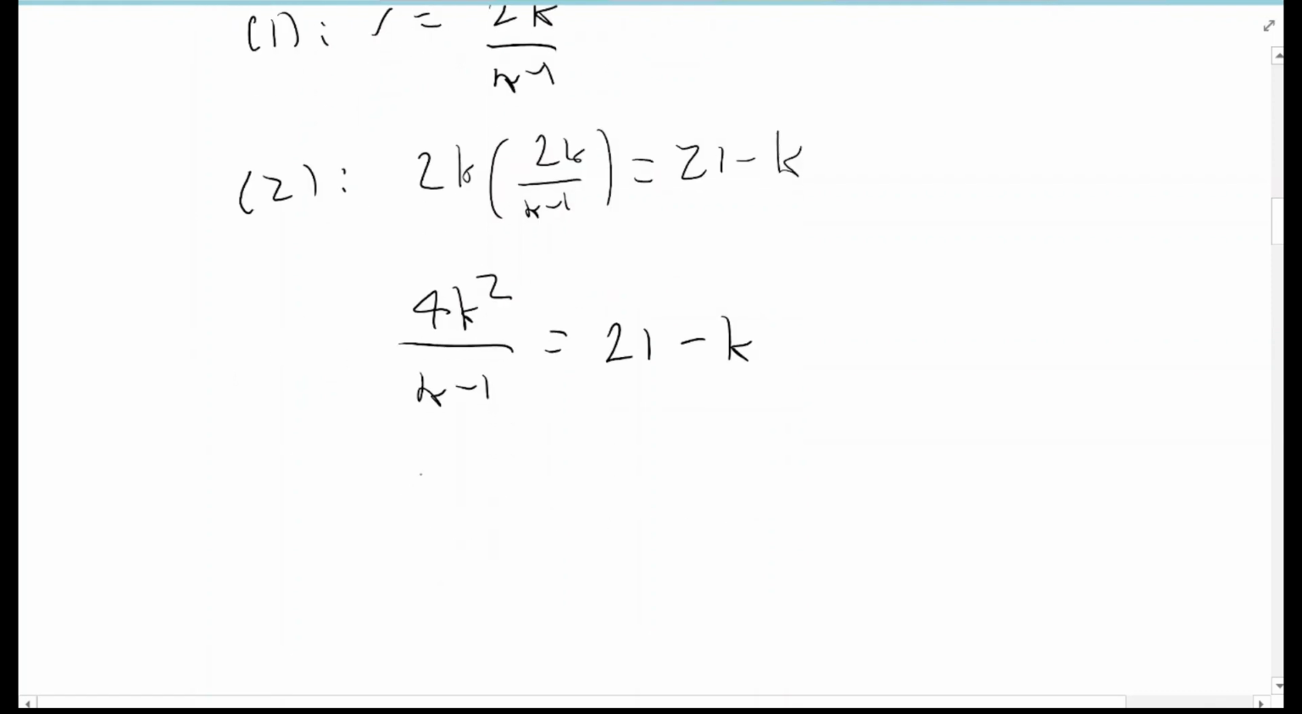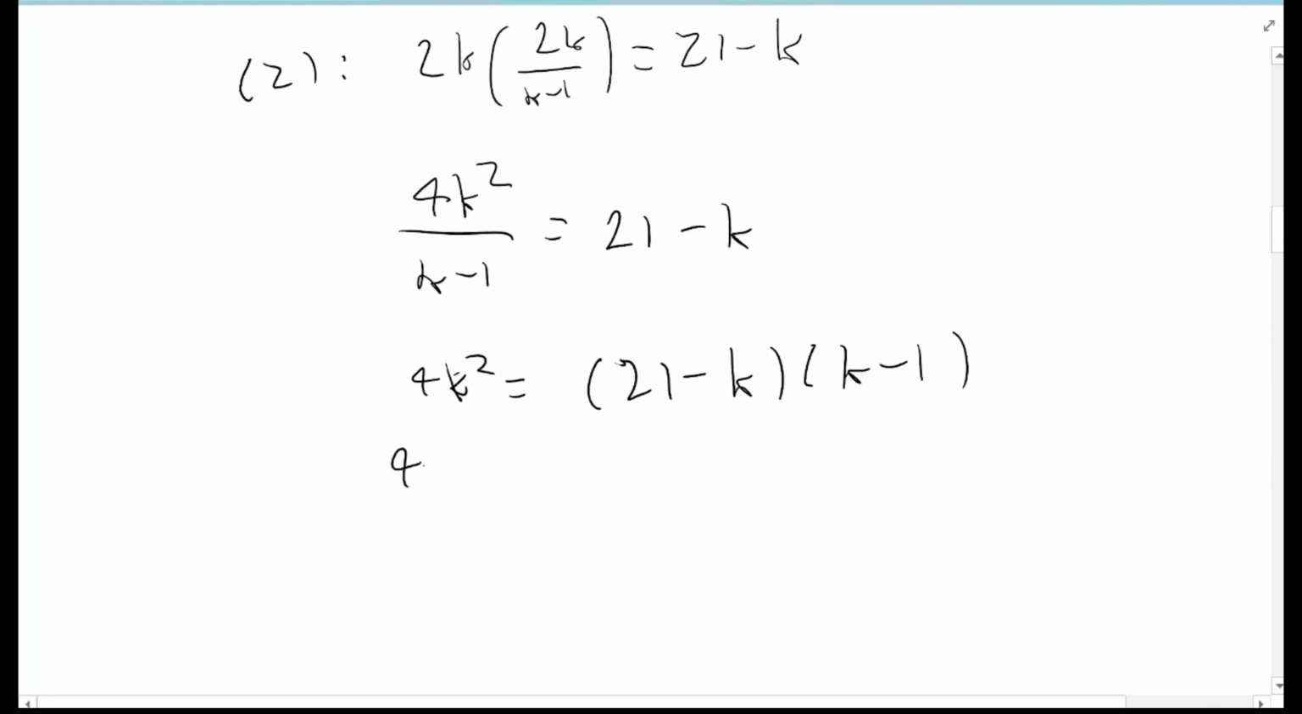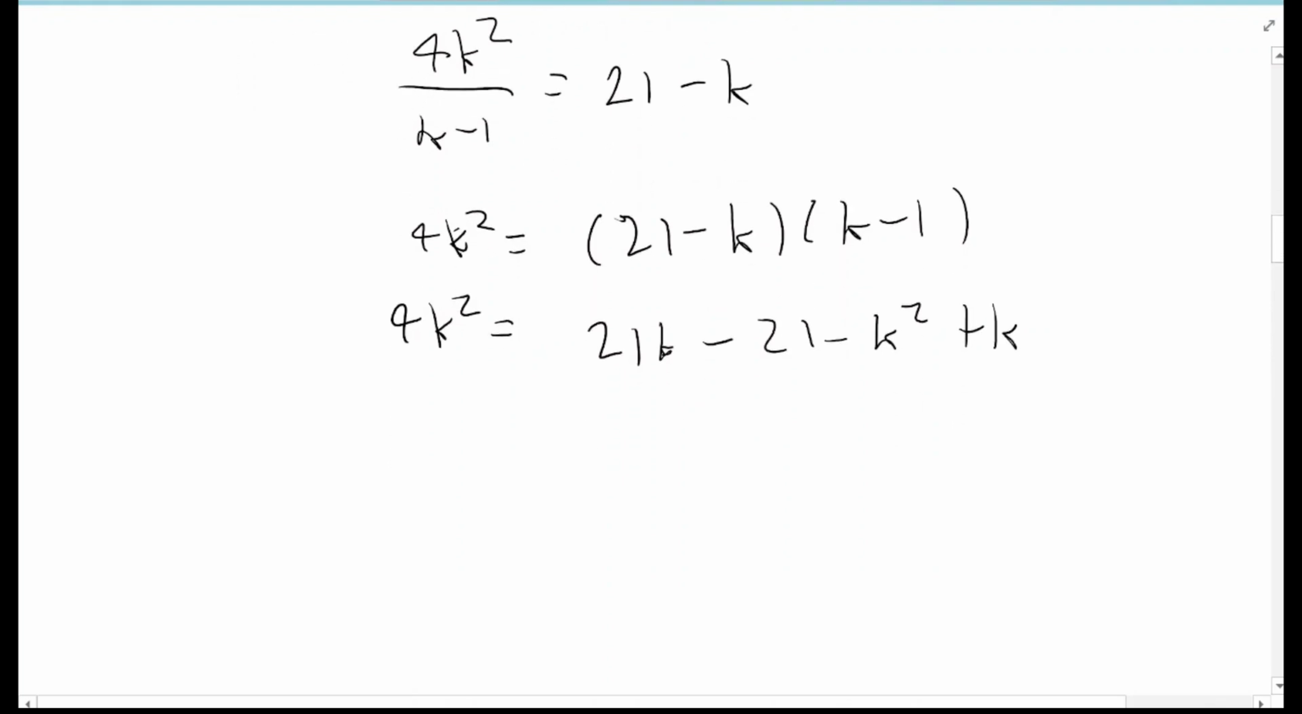Then what's going to happen is I'm going to get 4k squared equals k take 1 times, so I get 21 take k times k take 1. Then I'm going to get 4k squared equals 21k take 21 take k squared plus k. All right, that gives me 4k squared equals 22k take k squared take 21.